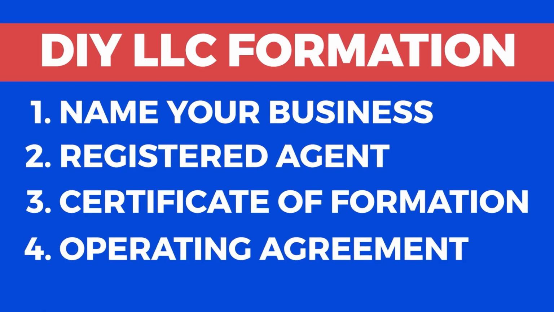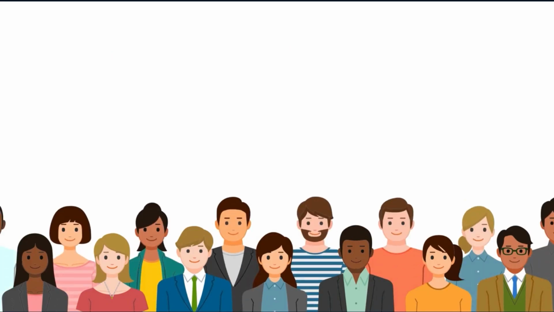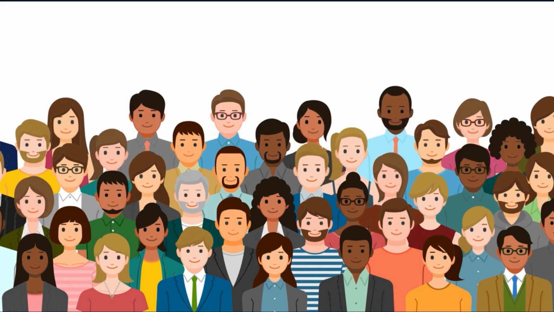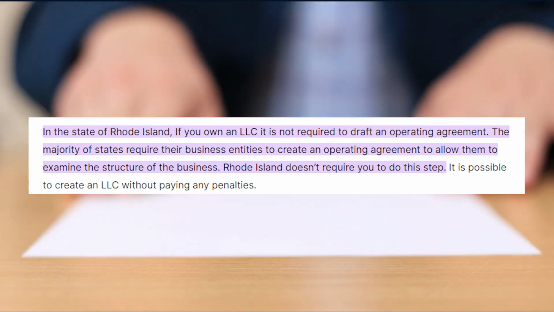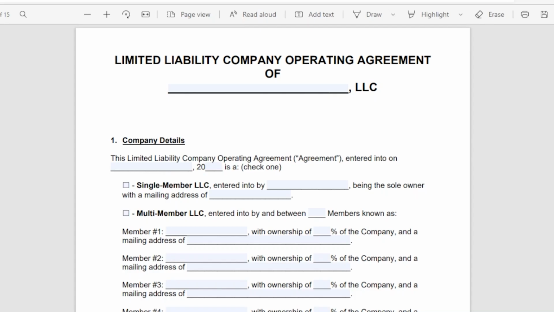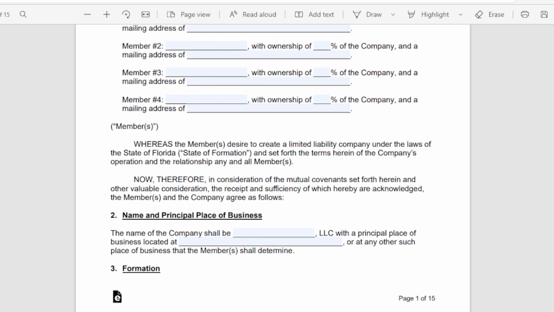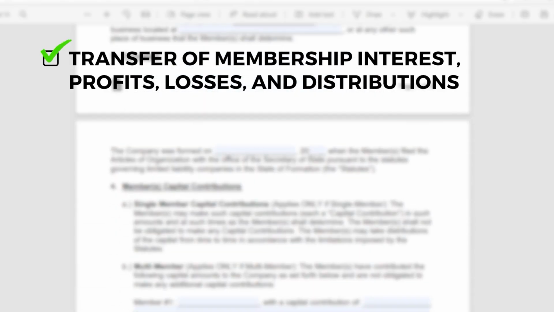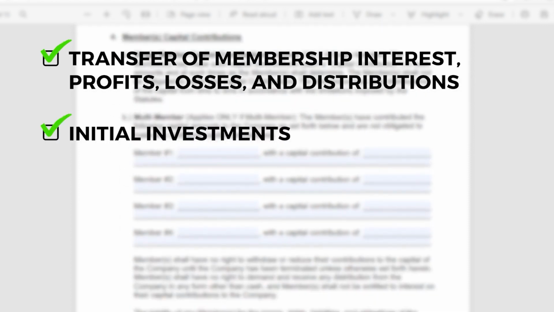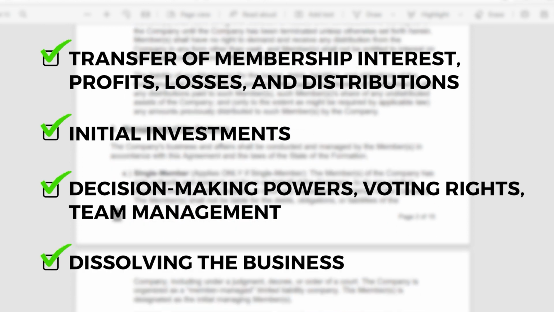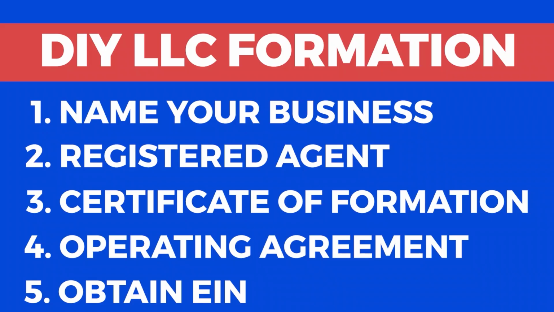Step 4. Preparing an operating agreement. Now, an operating agreement is a good idea to have in place with the other members if your LLC has more than one member. Although a limited liability company operating agreement is not required for Rhode Island, your operating agreement should clarify how your company or business will handle big picture issues. These include the transfer of membership interest, profits, losses and distributions, initial investments, decision-making powers, voting rights, team management, and lastly, dissolving the business.